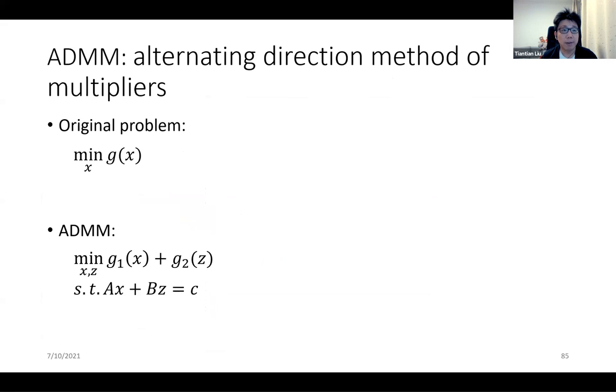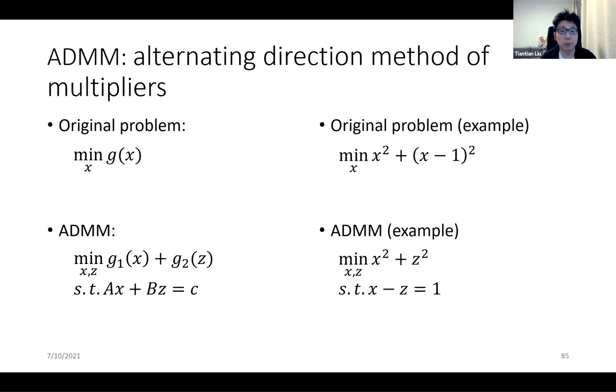The key idea of ADMM, or alternating direction method of multipliers, is to break an unconstrained optimization problem into a finely constrained one by introducing an auxiliary variable. For instance, if the original problem is as simple as minimizing x squared plus (x minus one) squared, we can formulate it into the ADMM framework using a constraint, as to minimize x squared plus z squared such that x minus z equals 1.